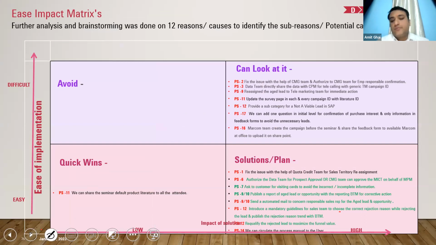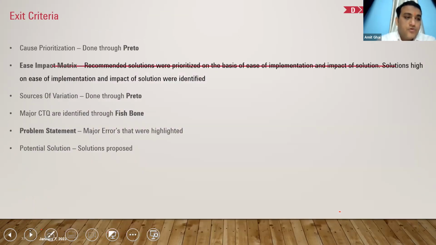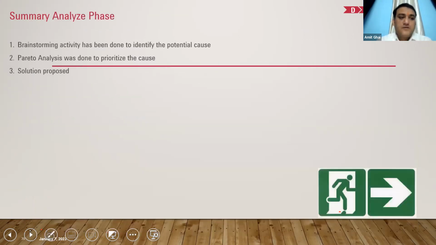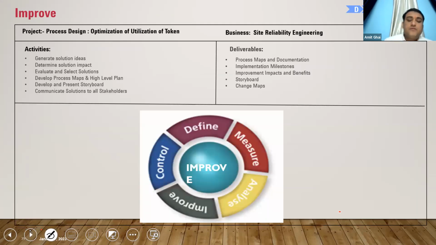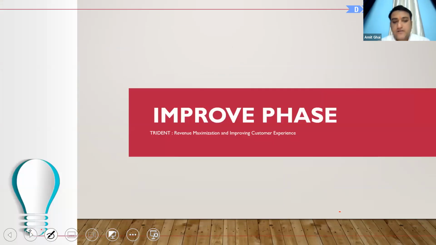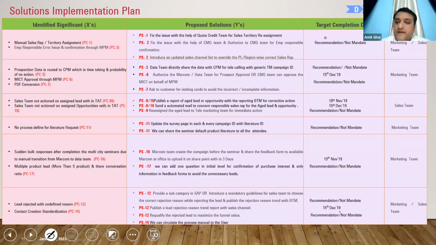And then you propose the solutions. At this stage in the analyze phase, you are just proposing the solution. You are not going to implement them. With the proposed solution, you go ahead with the exit and your analyze phase toll gate. Then we move to the improve phase of the project. In the improve phase of the project, you basically define the target completion date and the responsibility. So this is the roadmap of your solution implementation.